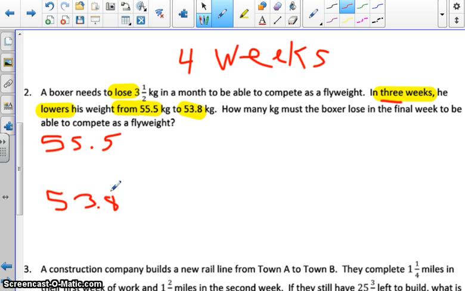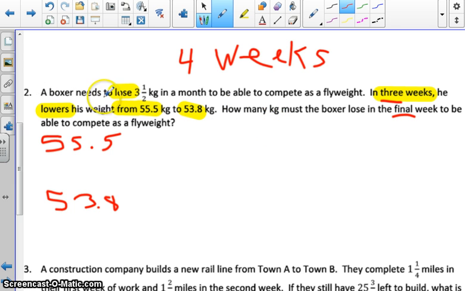So he's down. He lost some weight from 55 to 53. Not bad. But unfortunately, he probably had to work out a lot to lose that much. And it just tires me thinking about it at the end of a day. But that's impressive. So let's continue on here. So he's got to 53.8 kilograms. How much more does he need to lose in the final week? So he's got 1 more week until they do the weigh-in, and he's got to be under the weight bracket.